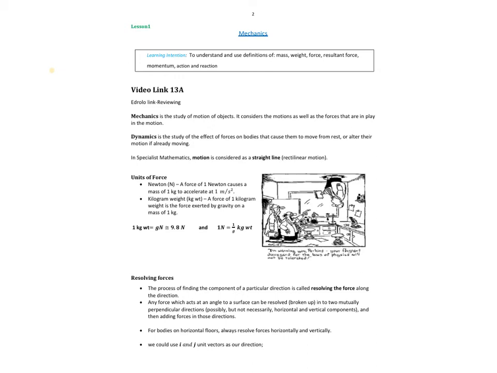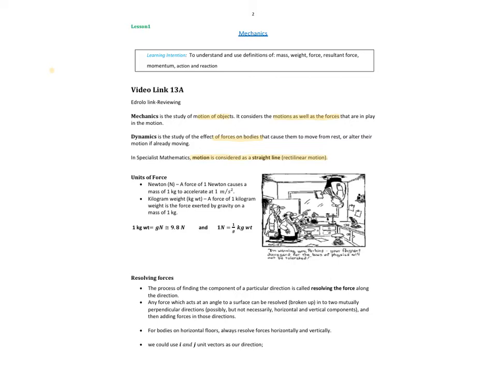All right, let's have a little bit of a look at the study of mechanics and dynamics. Mechanics itself is the study of motion of all objects, okay? So it's the motion and the forces that are in play regarding that motion, whether it be a driving force or a resistance force or whatever. Dynamics, I guess, is the study of the effects of the forces on the bodies that cause them to move from rest or alter their motion if already moving. So again, they're very similar. Similar to kinematics, we're studying the motion in a straight line.